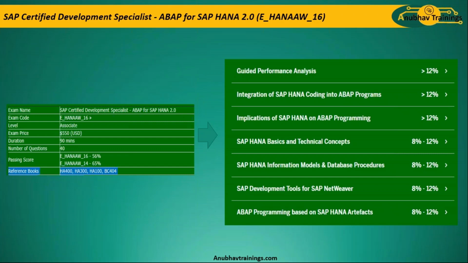So now let's also look at the SAP Certified Development Specialist certification course relevant for this ABAP on HANA course. This is the course code, E_HANAAW_16 or 14, you can choose. This is a 90-minute exam, and you can take it from SAP Learning Hub directly. The passing score is about 56% for 16, and for 14, 65% is the passing score for certification. These are all the reference books which you can refer to for clearing the certification exam.